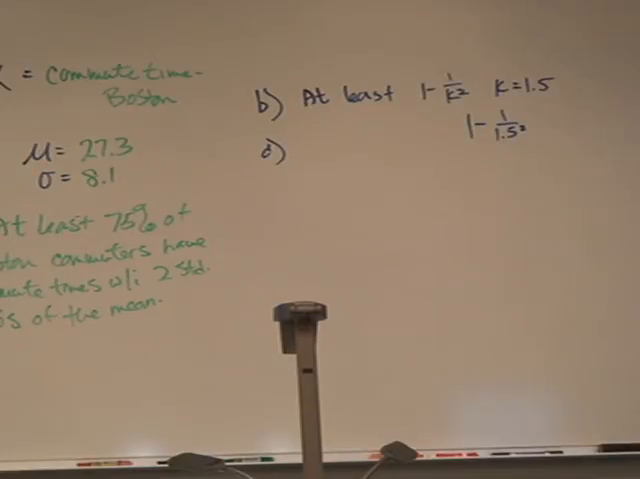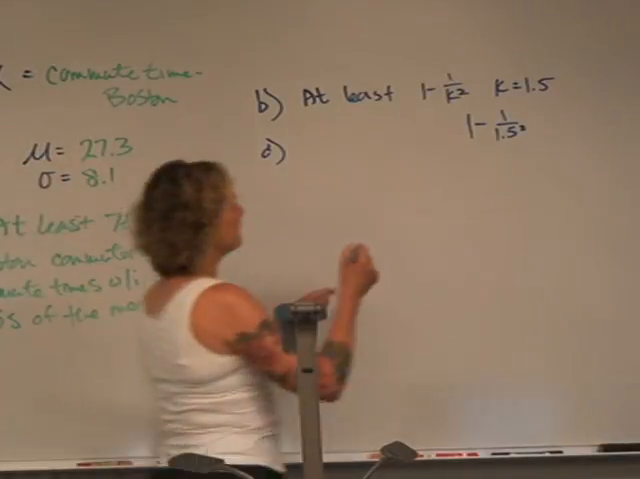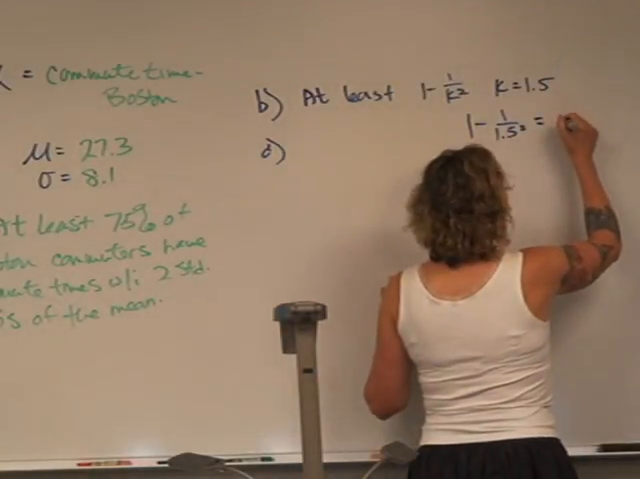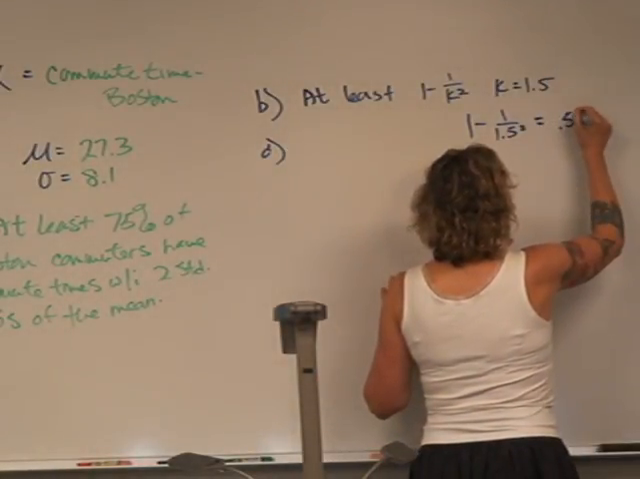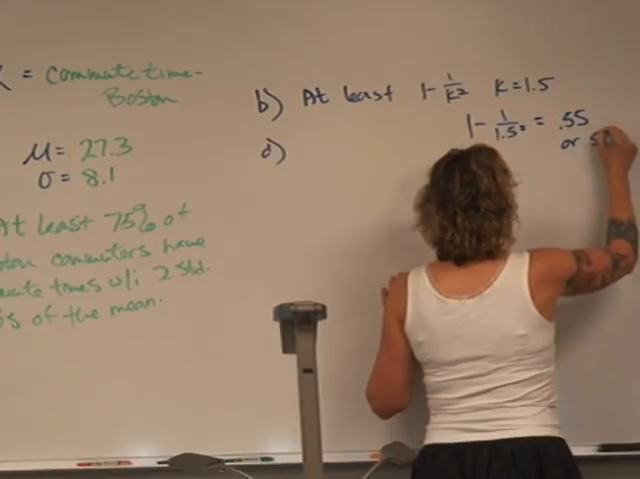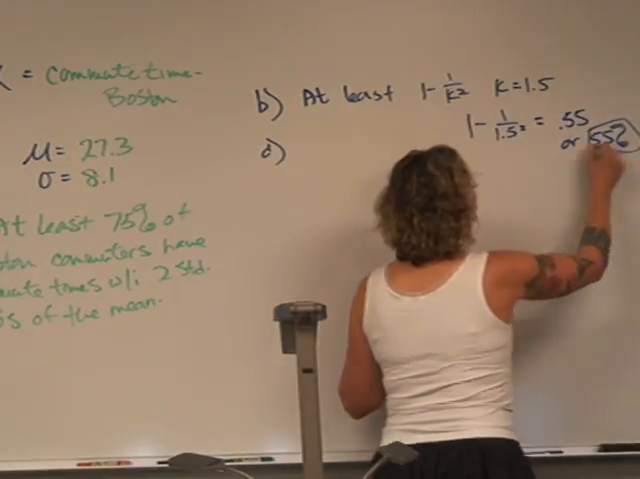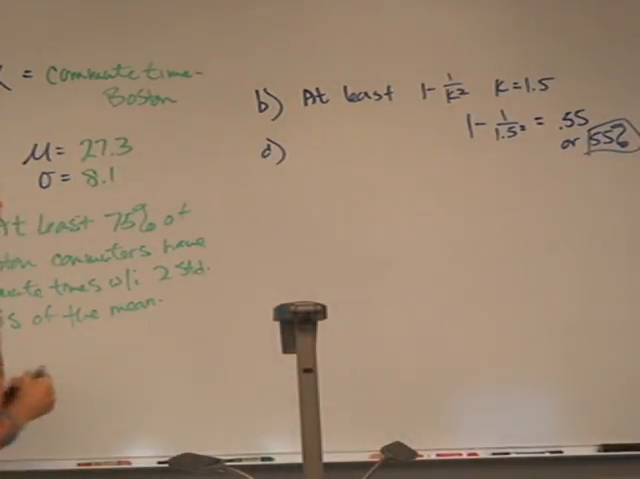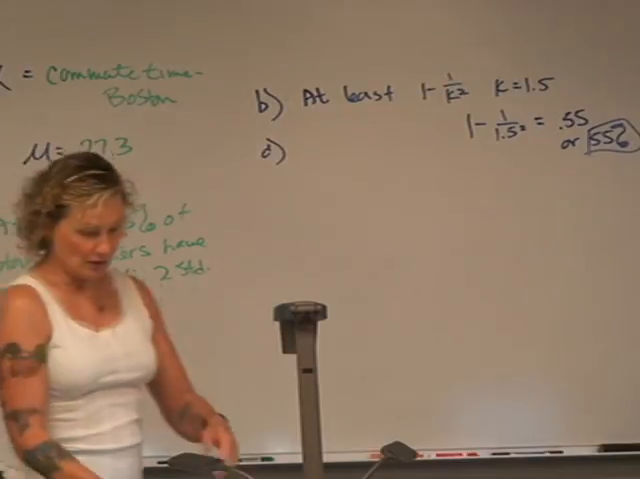Looks like about 56%, 55.5%. Anybody else get that? You should be working along. So about 55% of Boston commuters have commute times within 1.5 standard deviations of the mean.